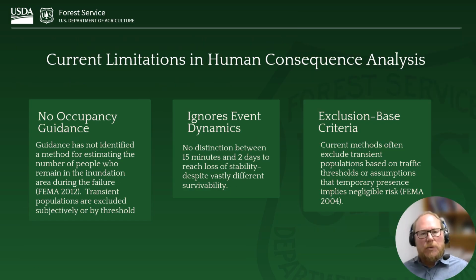Current guidance and tools do not provide a clear method of estimating who remains within the inundation area during a failure event, nor do they incorporate the dynamics of rapid rise events into loss of life estimations. Instead, they generally rely on exclusion-based criteria. For example, guidance often promotes excluding populations with intermittent occupation. However, removing these groups from analysis rather than quantifying their likelihood of presence and associated severity reduces the precision of consequence estimates and limits the ability to make informed, risk-based decisions in resource-constrained environments.